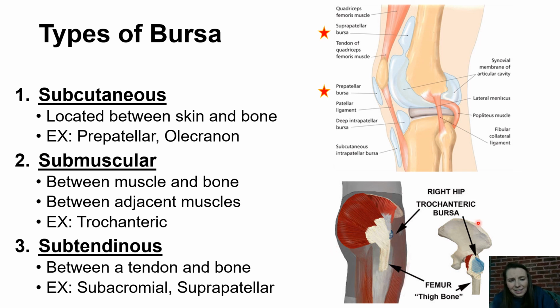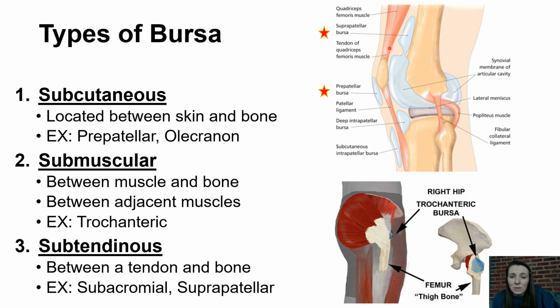Finally is the subtendinous bursa. The subtendinous bursa are located between a tendon and a bone. An example of this, the one that I have up here for the picture, would be the suprapatellar bursa. Here is the tendon of your quadriceps muscles. This is the one that's going right down the middle of your leg, this particular muscle. And then it comes to a tendon, and that tendon attaches the muscle of your quad to your kneecap bone, to your patella. So you're going to have this tendon, and just beneath that tendon is where you're going to find this suprapatellar bursa.